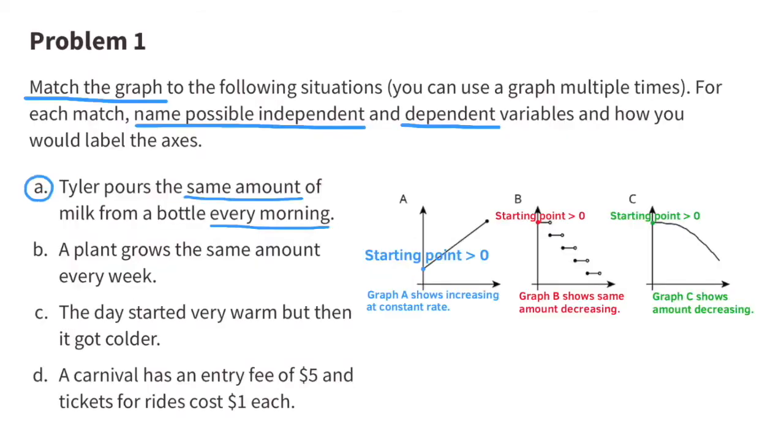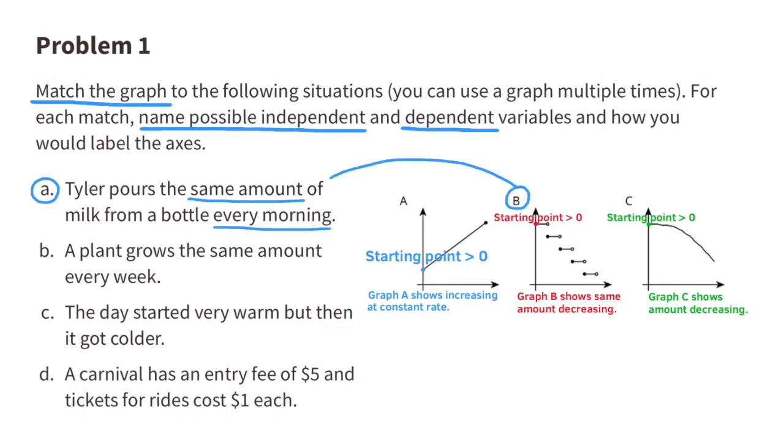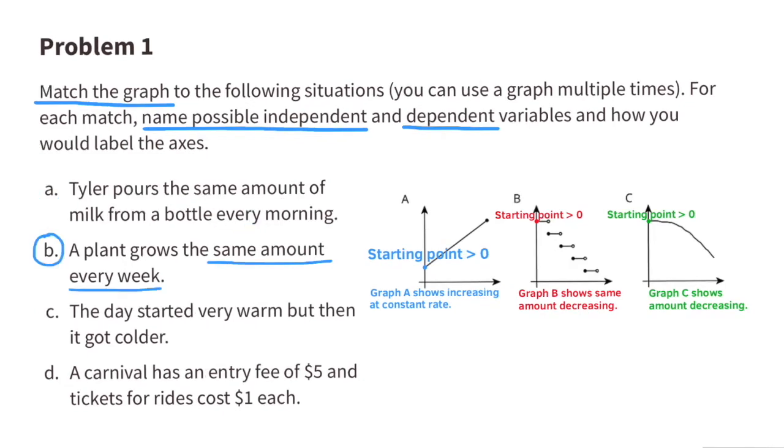A. Tyler pours the same amount of milk from a bottle every morning. That will match up with graph B. As you can see, each morning Tyler is pouring the same amount of milk, and the amount of milk in the bottle is decreasing as the days increase. B. A plant grows the same amount every week.